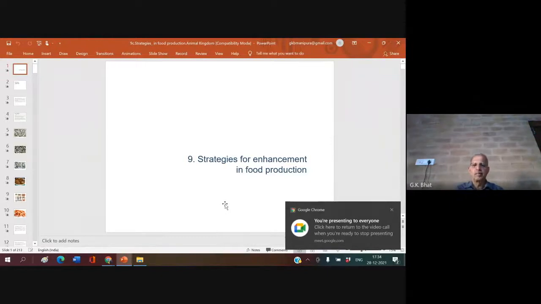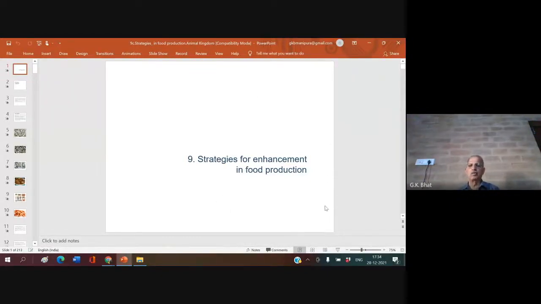So we shall start with the chapter called Strategies for Enhancement in Food Production. My dear students, in this chapter I am giving you a lot of other information which is not mentioned in the NCERT book, but is frequently asked in competitive exams. Today's lecture, I shall put it in Google Classroom again later, the entire lecture. So you need not take down the points, but listen to the lecture carefully, and I am going to put some questions in between. Right?